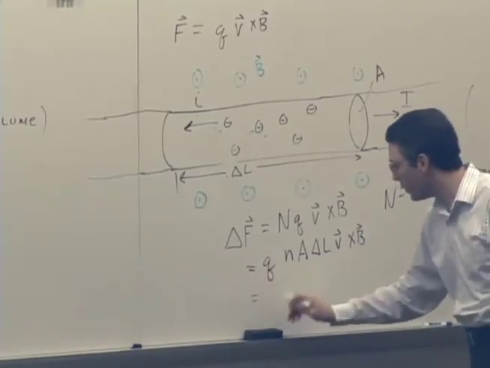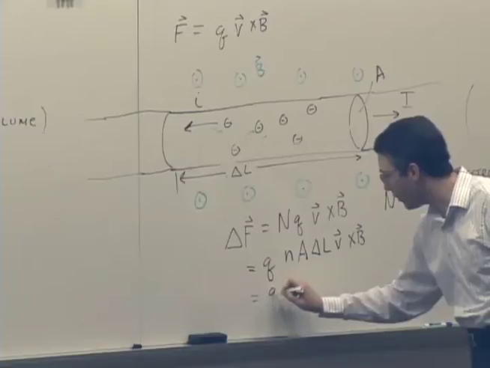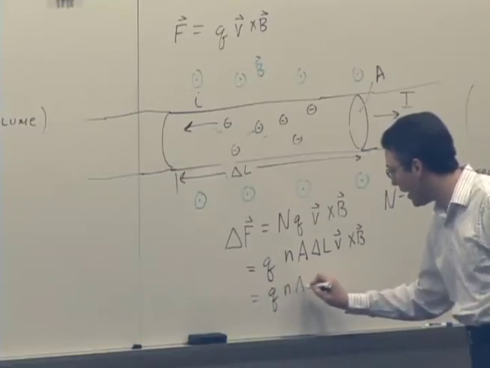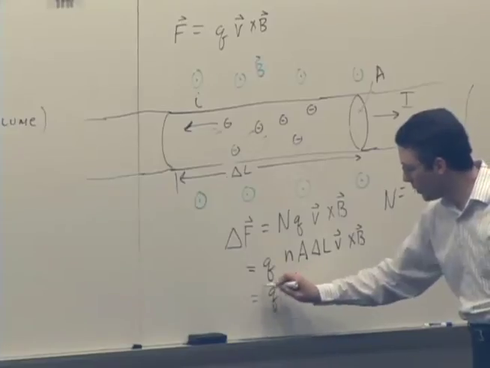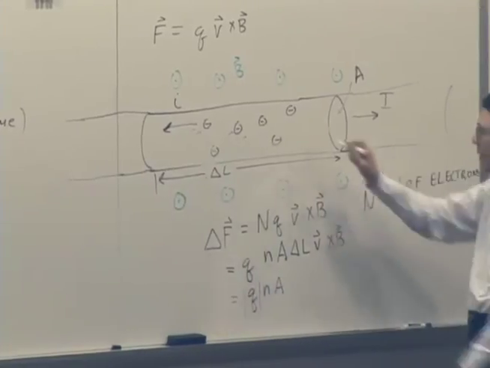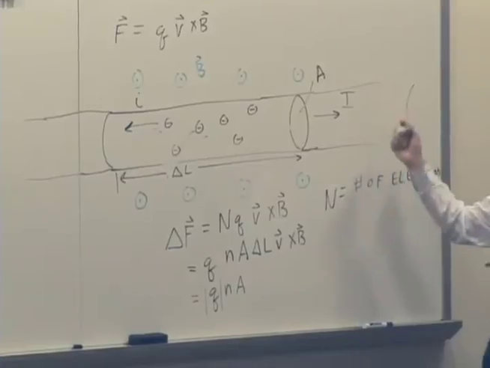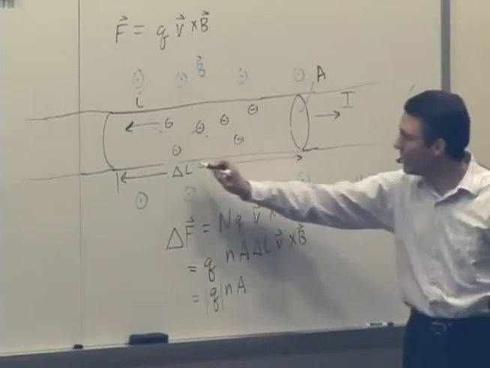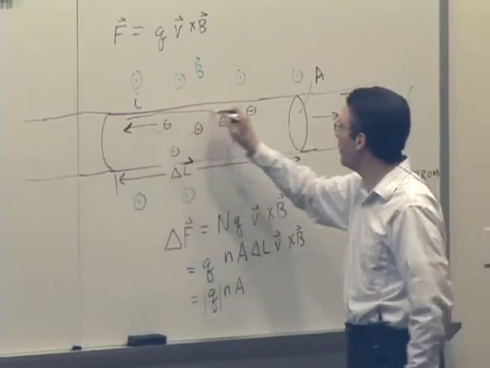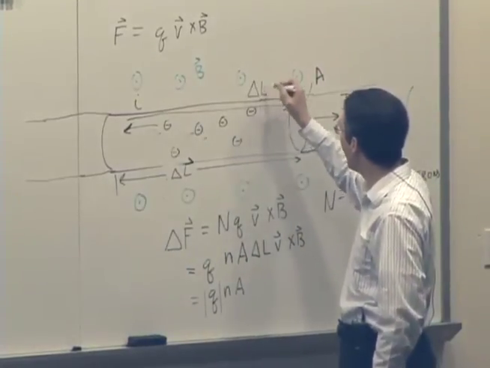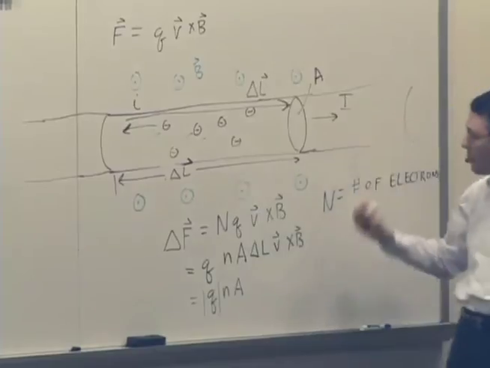Let me do a little bit of rearranging here. I'm going to have Q, n, A. Let me just think about positive charge motion. If negative charges are moving that way, I could also say it's positive charges moving that way. And I'll call the vector delta L the direction of the conventional current. So that vector is delta L, pointing in the direction of capital I.